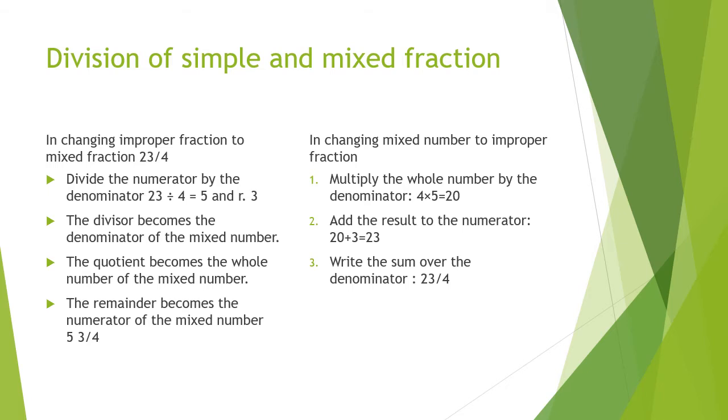In changing mixed number to improper fraction, step 1, multiply the whole number by the denominator. 4 times 5 equals 20. Add the result to the numerator. 20 plus 3 equals 23. Write the sum over the denominator. 23/4.